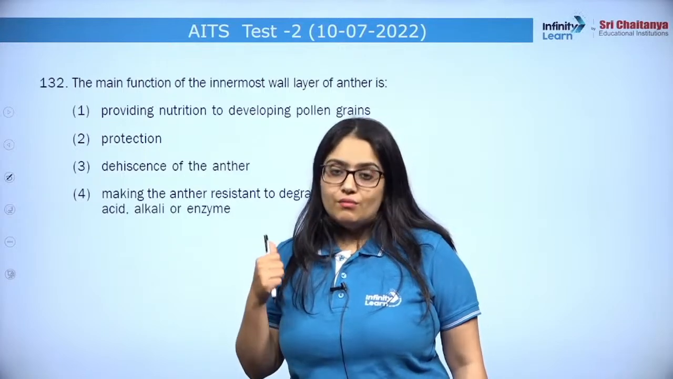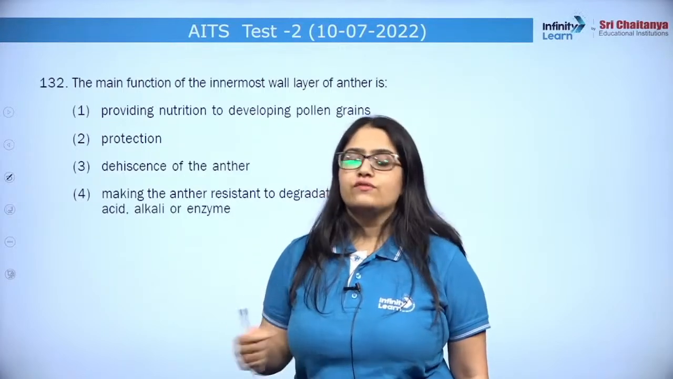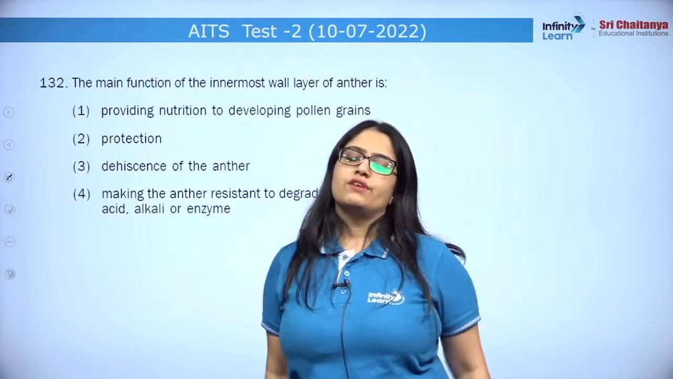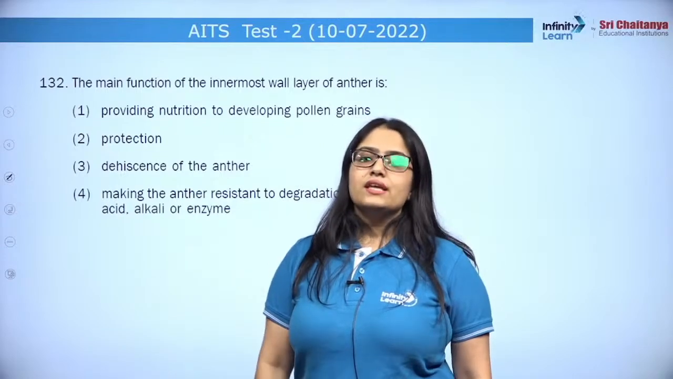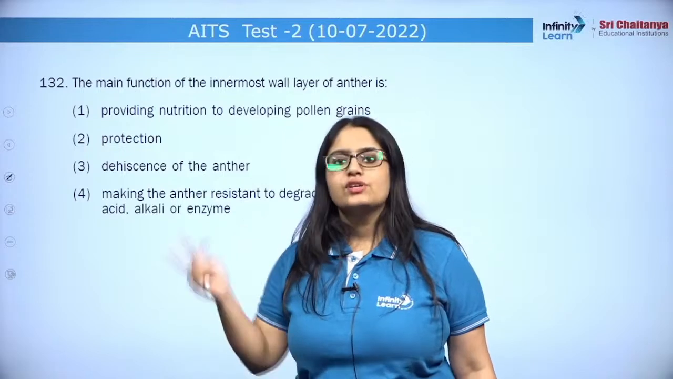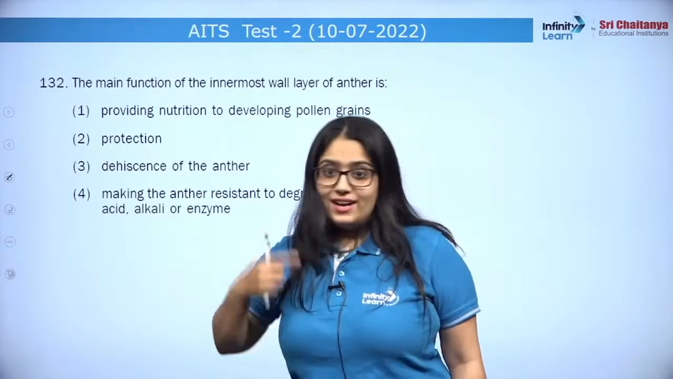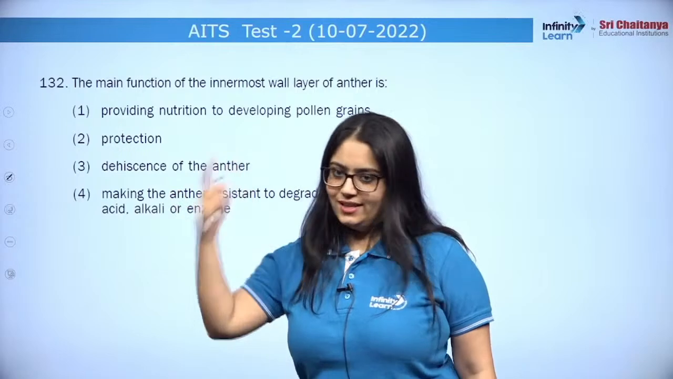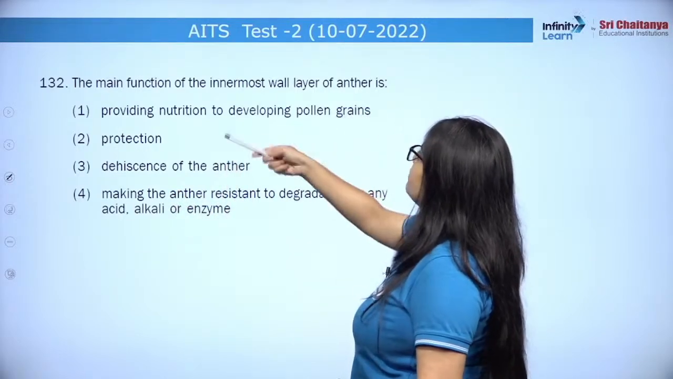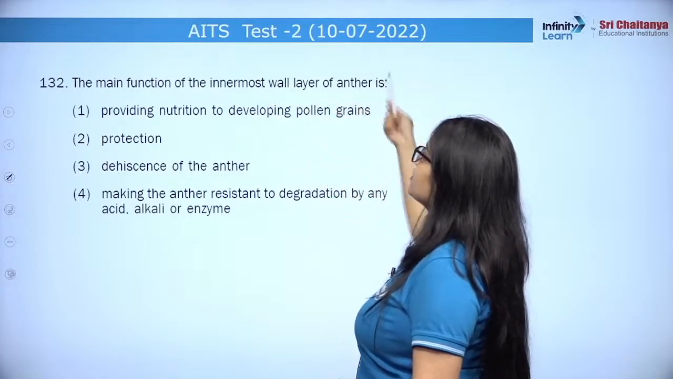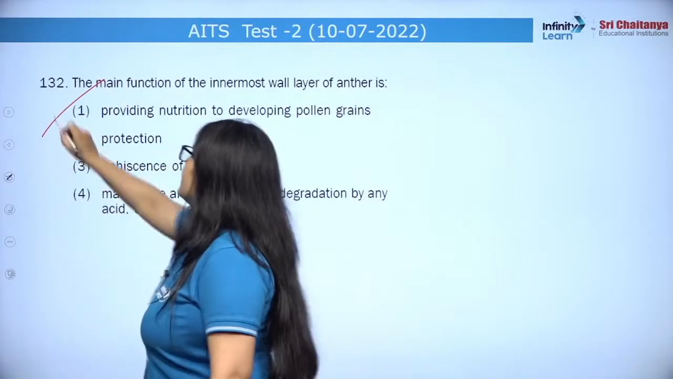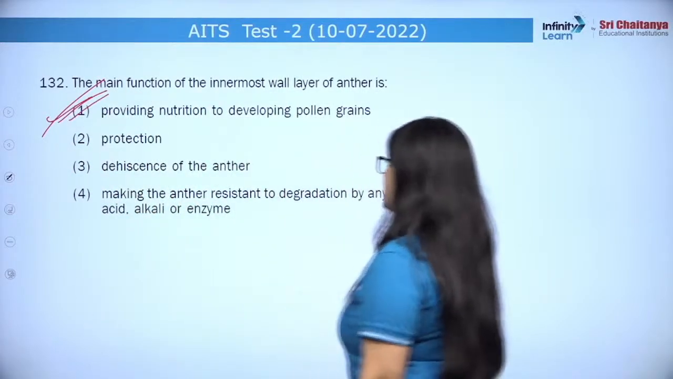So, please remember the main function of this tapetum, the innermost layer: it is nutritive in nature. It provides nutrition to the developing pollen grain. But the remaining three, although they have their specific functions, collectively they help in protection and dehiscence of the anther. Who? Epidermis, endothecium, middle layer. So, providing nutrition to the developing pollen grain. The main function of the innermost wall layer of anther is providing the nutrition to the developing pollen grain. We are talking about tapetum. First one is correct. Next question, kids.